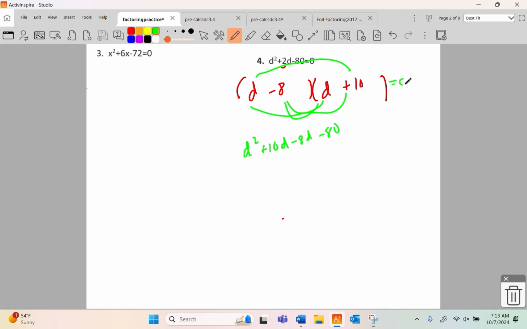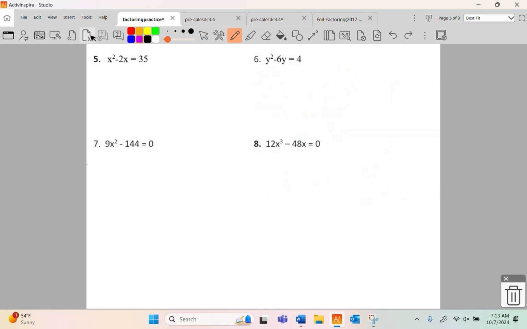Now it does say solve. You're supposed to use what's called the zero product property. So according to the zero product property, D minus 8 is 0, and/or, depending on how you look at it, D plus 10 is 0. These are both one-step equations. Add 8 to both sides, so D is 8. Subtract 10 from both sides, D is negative 10. Not too terribly hard.